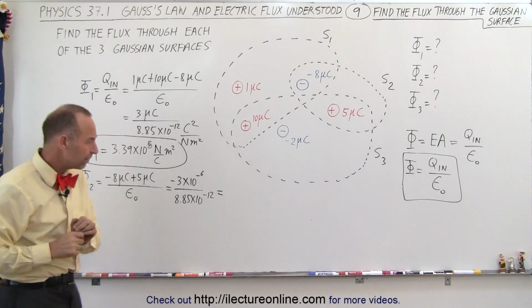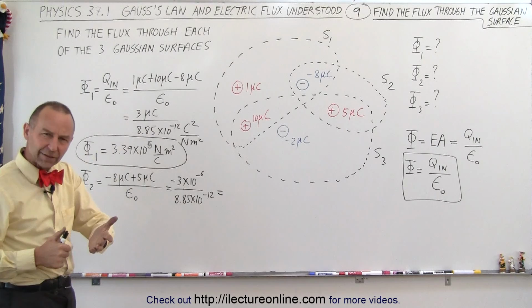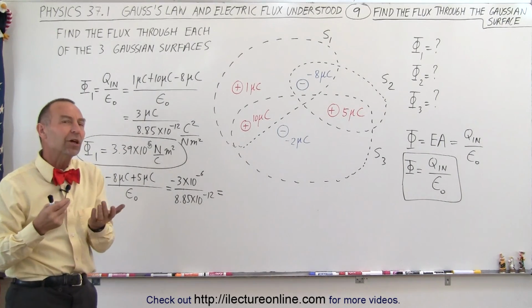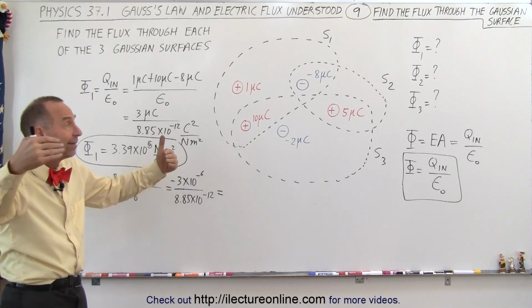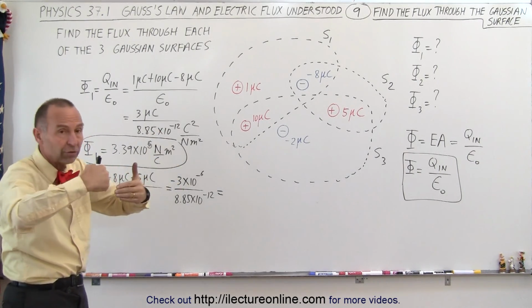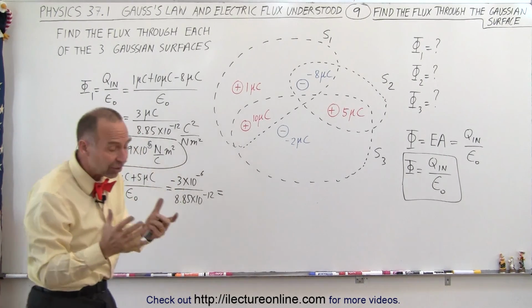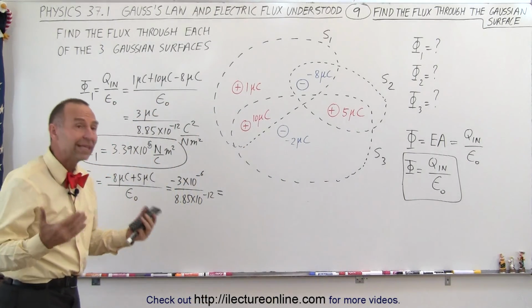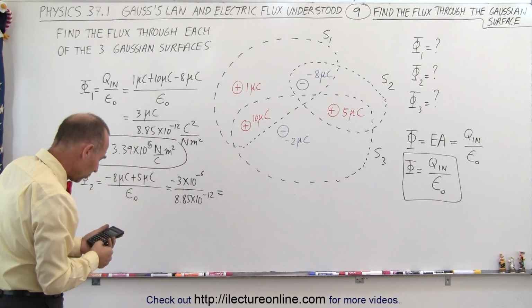Now you say, wait a minute, you have a negative charge there. Can you have negative flux? Well, it turns out there's no such thing as negative flux. What it does indicate is that the electric field is, in general, into the surface rather than out of the surface. So that's what the negative means. The negative just indicates that the flux is in an inward direction.